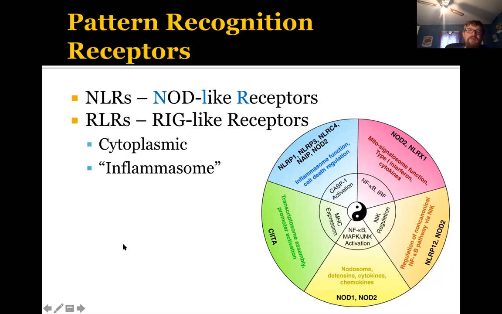Whereas toll-like receptors can be cytoplasmic, or they can be embedded within the cell membrane to detect what's going on outside of the cell, okay?